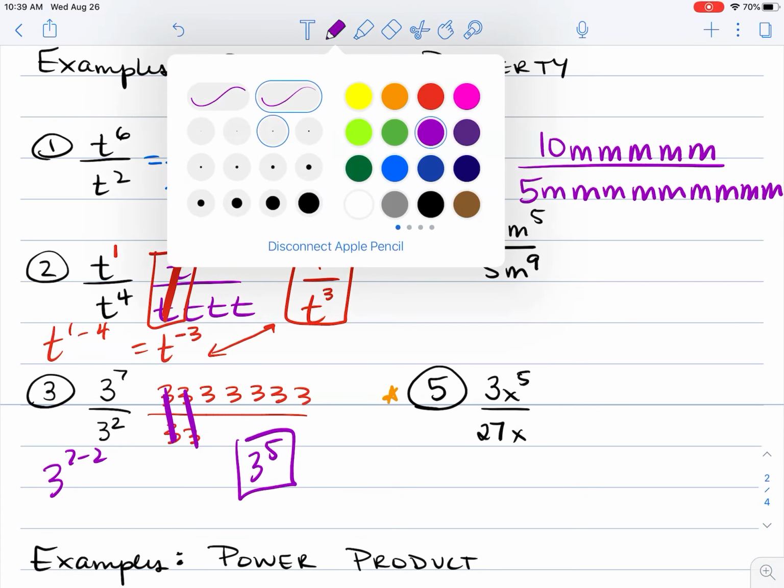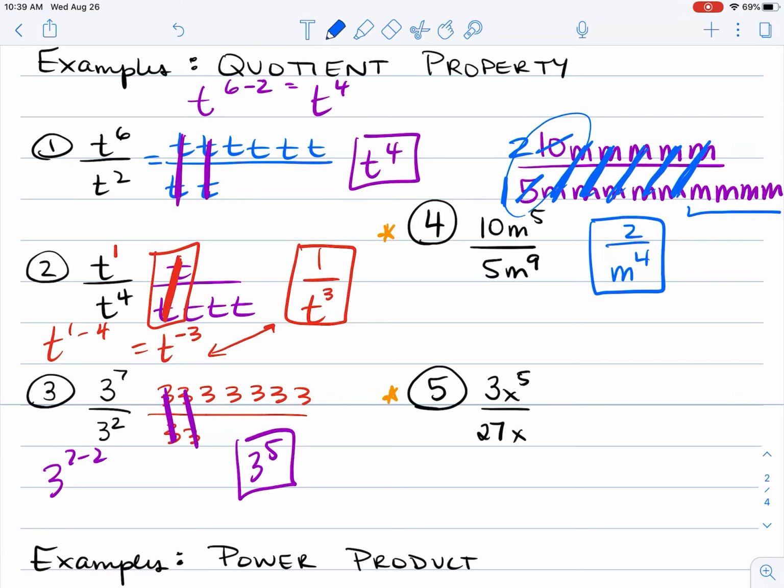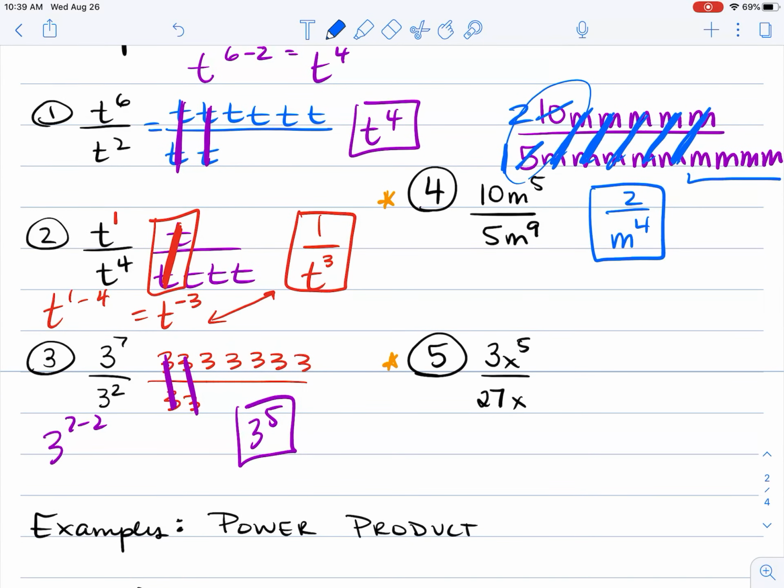Okay, so you treat the m's the same way we have been, right? So here's a partner of 1, partner of 1, partner of 1, partner of 1, partner of 1, leaving me with m to the 4th in the denominator, okay? And when you think about 10 fifths, I want you to think about reducing it. So 10 fifths, I can take out a 5 from both of those, and that becomes a 1, and this becomes a 2. So this actually simplifies to 2 over m to the 4th. And it makes sense that the 2 is in the numerator because the larger number was on the top, the 10.